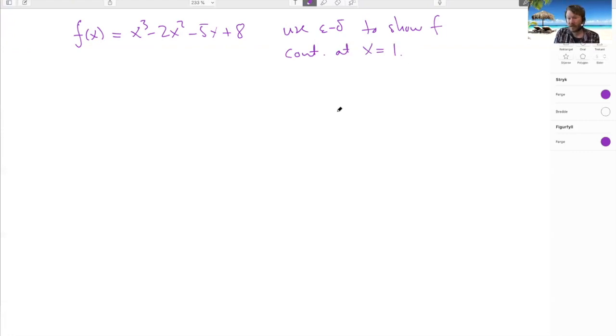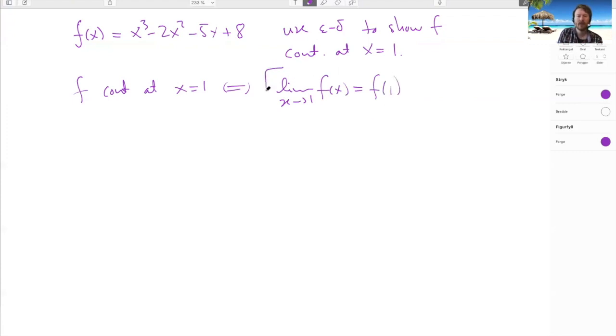First of all, what does this mean? By definition, f is continuous at x equals 1 if and only if the limit as x goes to 1 of f of x is equal to f of 1. This is the thing we're asked to prove by using the epsilon delta definition. And first of all, what is f of 1? Well, f of 1 is equal to 1 minus 2 minus 5 plus 8, which is equal to 2.